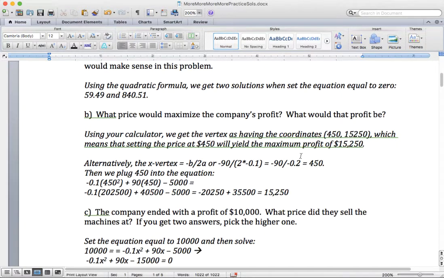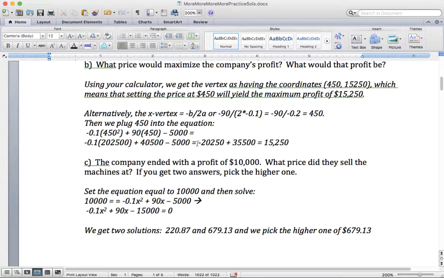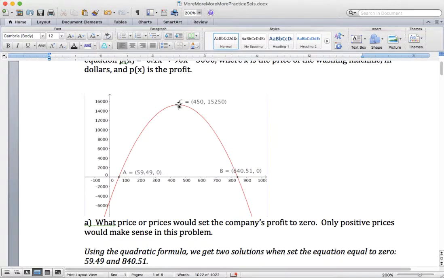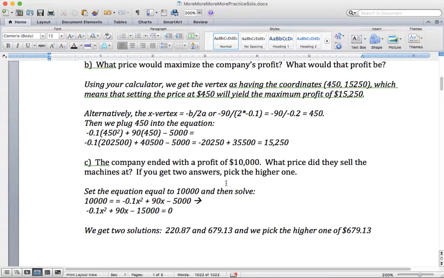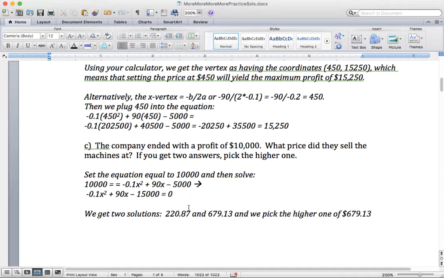And again, those two are going to be symmetrical around the vertex, which has an x value of 450. So each of our two values, one will be to this side of 450, the other will be the same distance to the other side of 450. Okay, so then what we do is we set the equation equal to 10,000, and then we subtract 10,000 from both sides so that we set our quadratic equal to 0, and then again using the quadratic formula or our calculator program, we solve and we get our two solutions of 220.87 and 679.13.